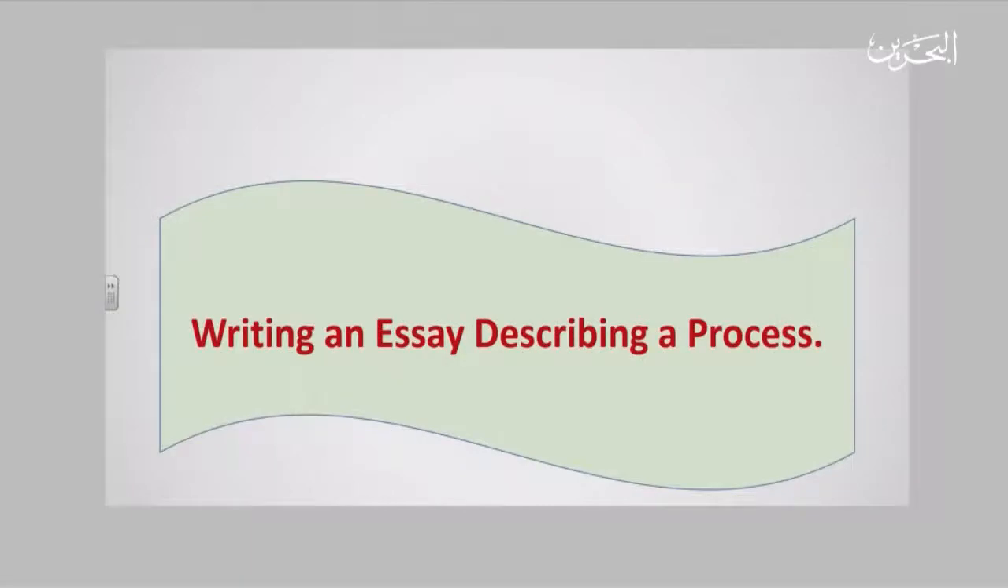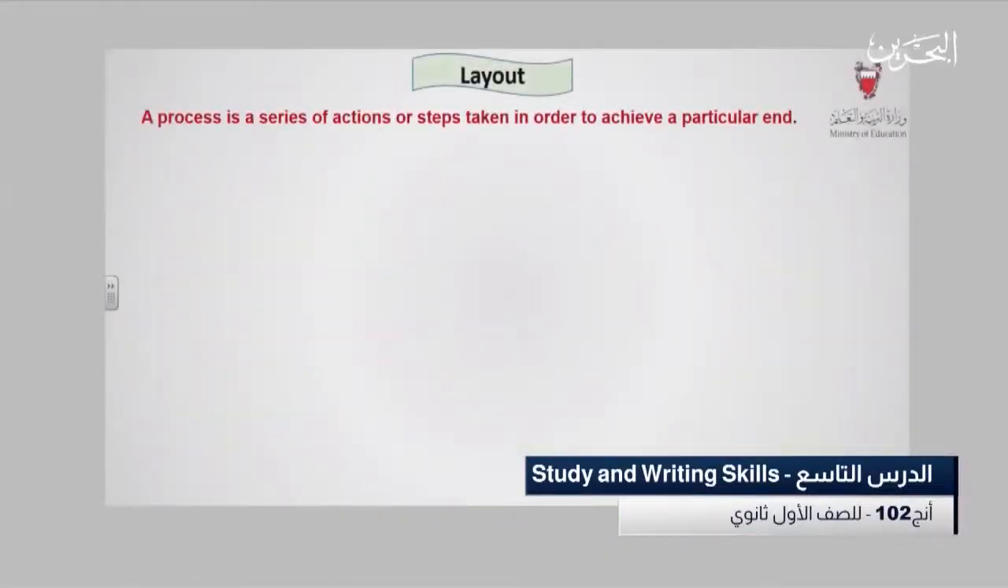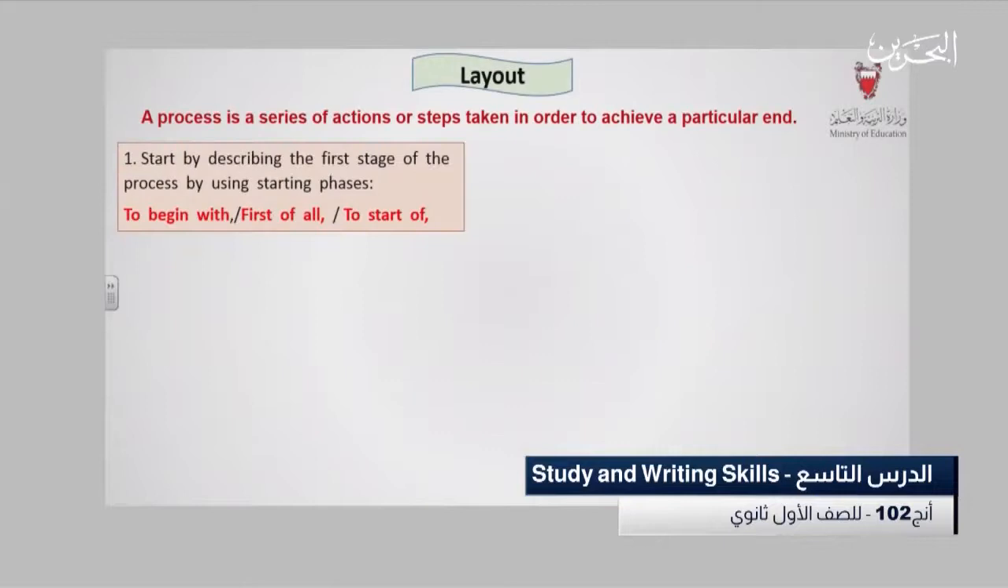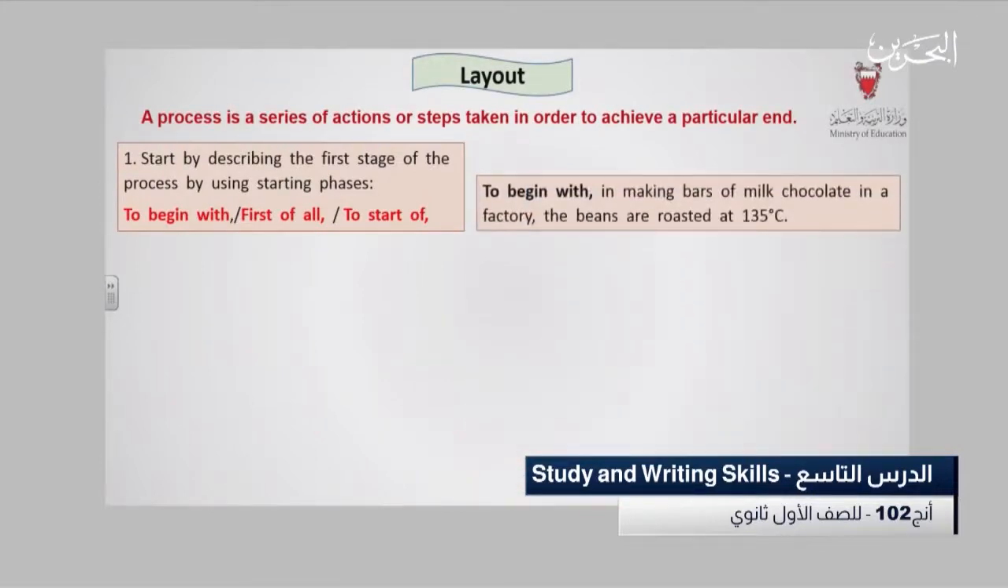Now, after knowing the sequence of writing an essay and after fixating on the fact that the passive voice is important for academic writing and practicing it through reading, now let's get more practical. First of all, let's discuss the layout. As we all know, there has to be a beginning. In the beginning, to begin, first of all, to start off, for example, to begin with, in making bars of milk chocolate in a factory, the beans are roasted at 135 degrees Celsius.